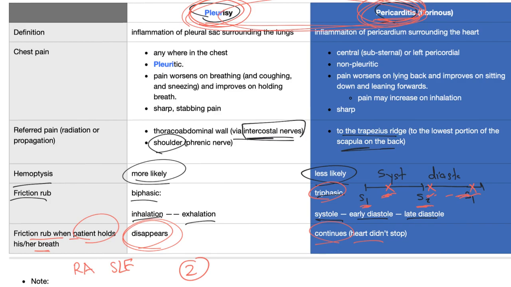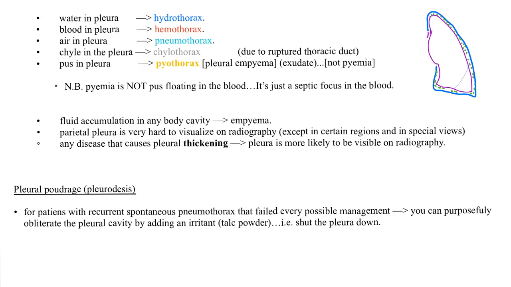This is really important. Definitions. Water in the pleura is called hydrothorax. Hydro means water, thorax means thorax. So hydrothorax is fluid in the pleura, and this is usually a transudate. Blood in the pleura is hemothorax. Air in the pleura is pneumothorax. Chyle in the pleura is chylothorax. Pus in the pleura is pyothorax, and this is usually an exudate.